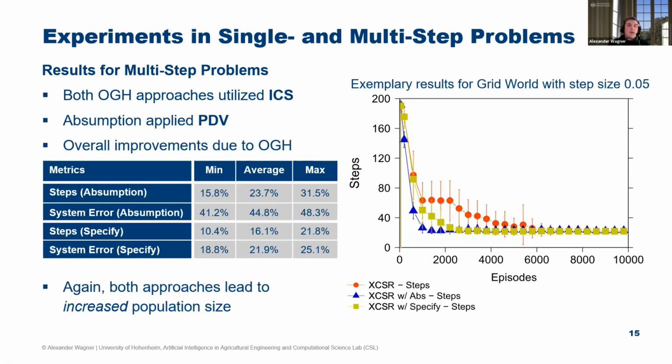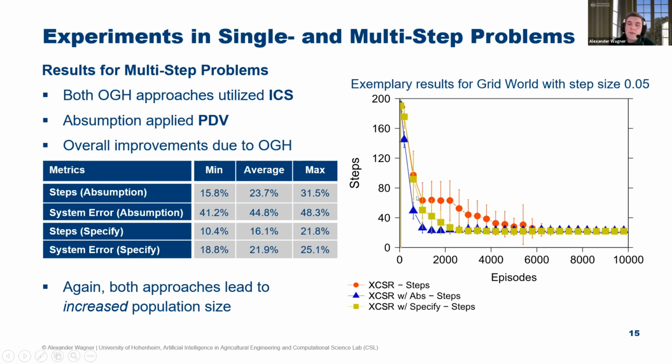Now, last but not least, the results we obtained for the multi-step problems. In this experiment, both OGH approaches also use the ICS specialization strategy. And for the first time, the absumption-based OGH applied the prediction deviation variance identification. Here, in the exemplary results for a special configuration of the grid world we used with a step size of 0.05, the absumption-based OGH reduced the steps to go the fastest and also outperformed the other configurations.